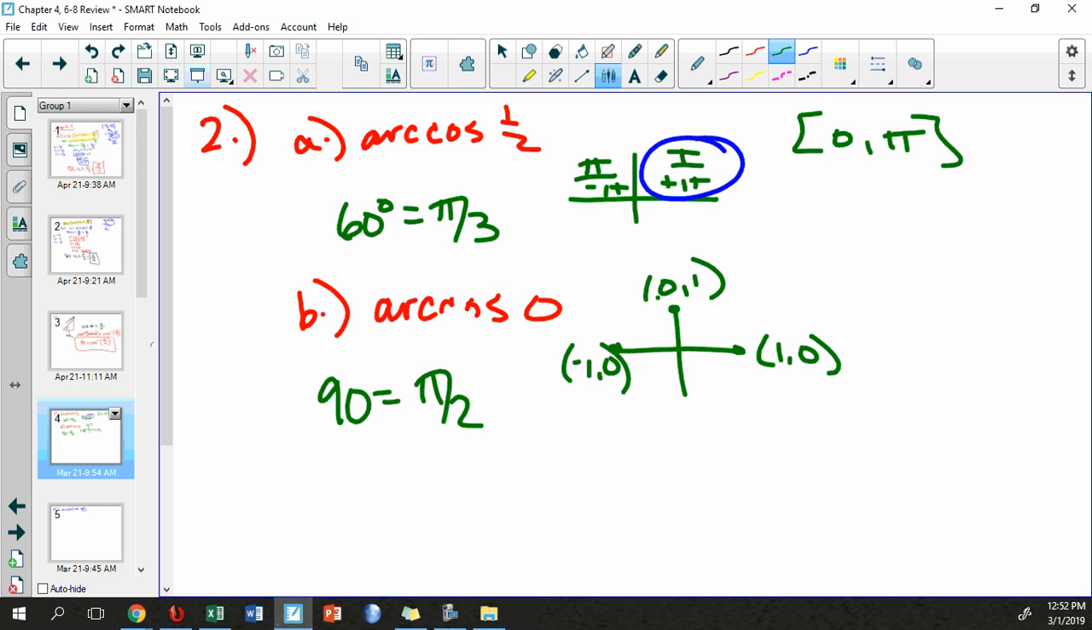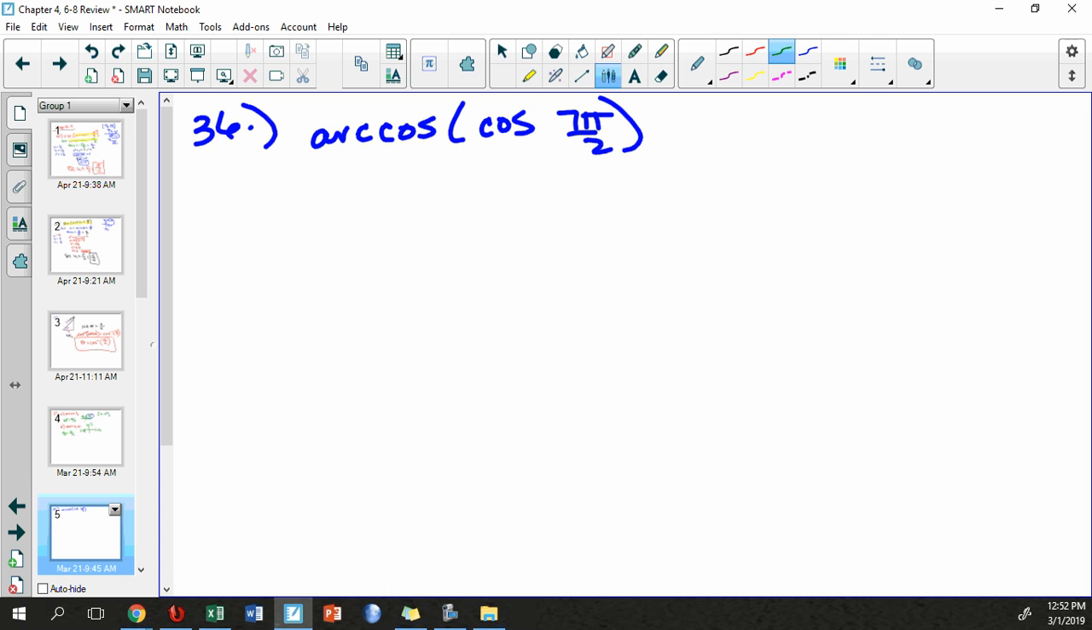Okay, let's keep on going with that concept in your brain. How do I do this problem right here? The arc cosine of the cosine of 7 pi over 2. Is this a let u equal problem? Why is it not a let u equal problem? You're correct, but why? Because we're talking about the same type of trig functions. I have cosine and arc cosine. They're inverses of one another, so I don't have to let u equal anything. What I need to determine is I need to work from the inside out.